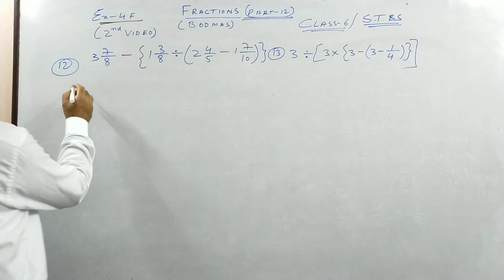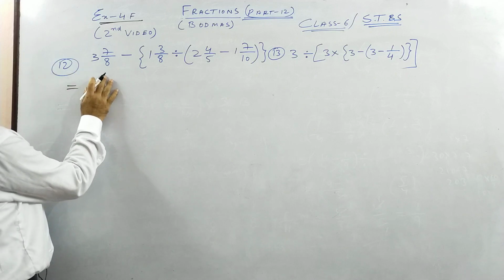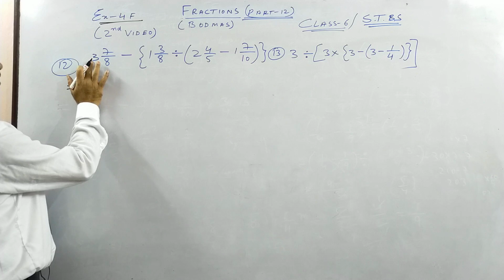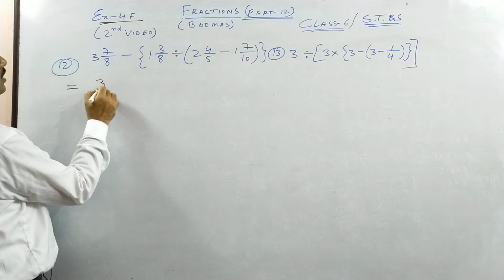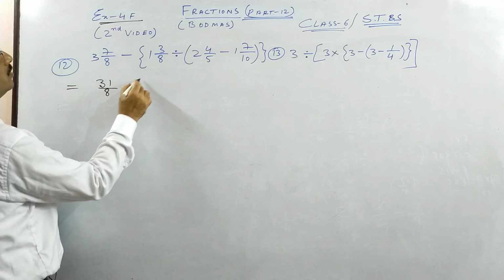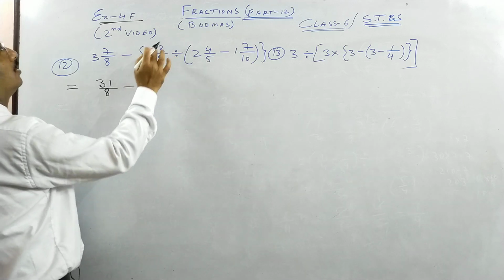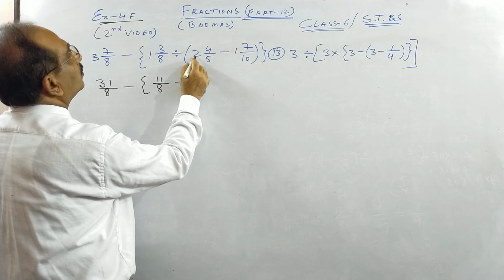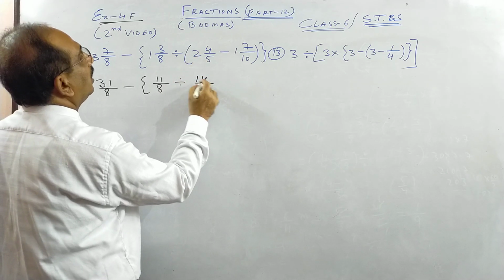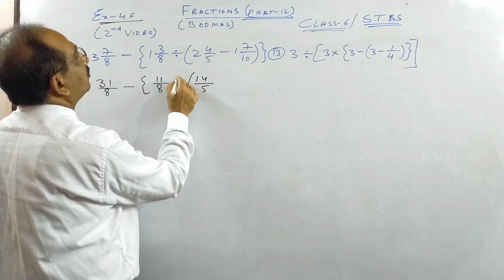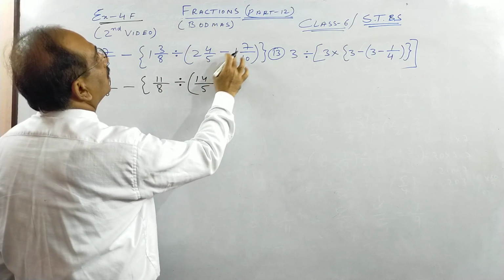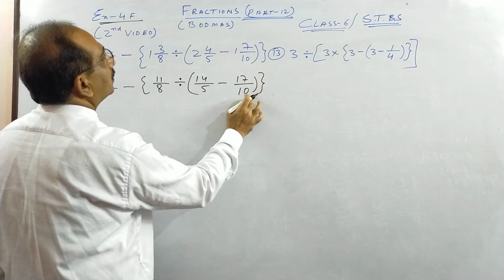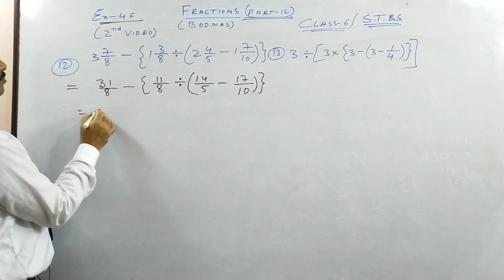See here, the very first step, children, I will convert the mixed fraction to an improper fraction. 8 threes are 24 plus 7, 31 by 8. 8 ones are 8 plus 3, 11 by 8. 5 twos are 10 plus 4, 14 by 5. Remember, this is division, not minus. 10 ones are 10 plus 7, 17 by 10. See, small bracket, braces, middle bracket.